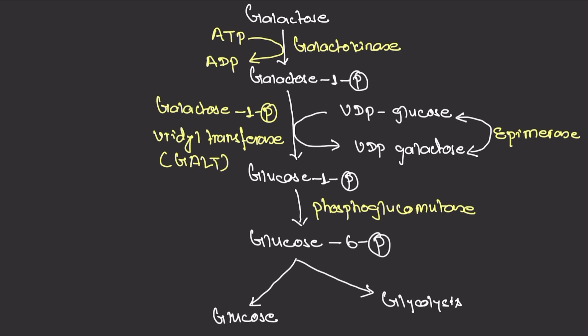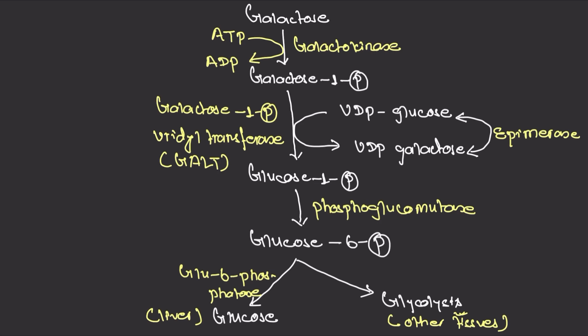In the liver, glucose 6 phosphate is converted to glucose with the help of the enzyme glucose 6 phosphatase. This is one of the enzymes of gluconeogenesis, right? And if there is need of energy, then glucose 6 phosphate can go into glycolysis in other tissues. So this is how galactose is metabolized in our body.